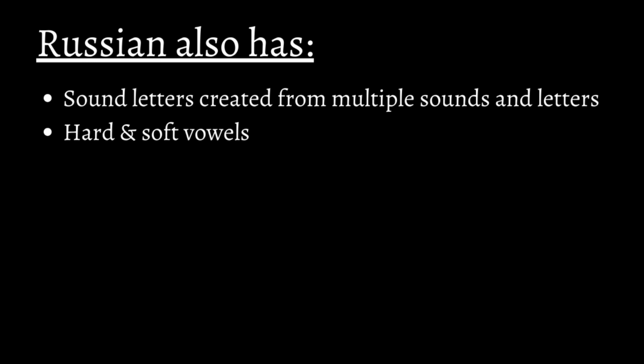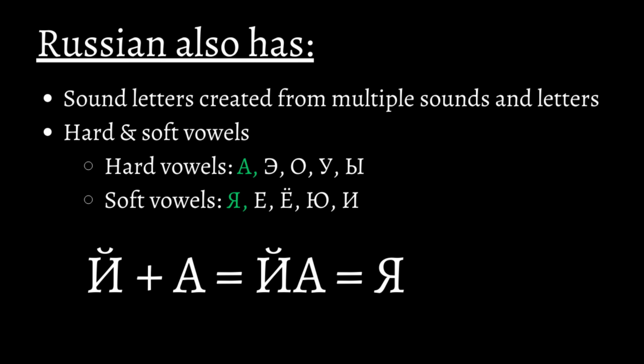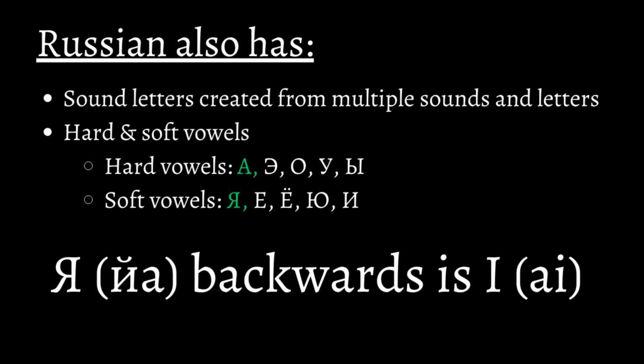Russian has hard and soft vowels, and the difference between them is that hard vowels have only one sound, whereas soft vowels have two sounds. If we were to break the pronunciation of the soft vowels, you'd be surprised to know that I kratkoye is placed at the beginning of the hard vowels, making new soft vowels. I and a make a ya sound, which makes the letter ya, being a soft vowel and consisting of two sounds. A fun fact about ya is that if you were to say it backwards, you would get I. Ya backwards is I, which is I in English. I backwards in English is ya, which is I in Russian. That's one way to remember this letter.